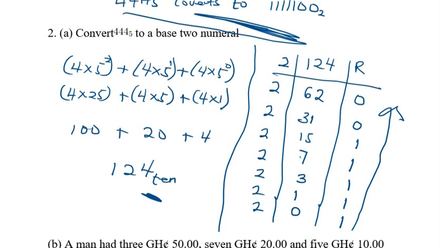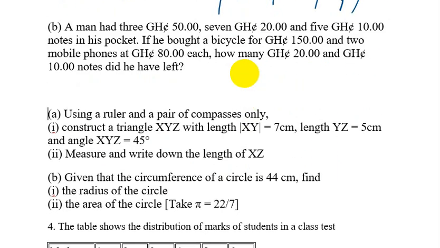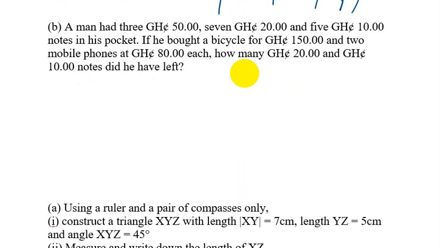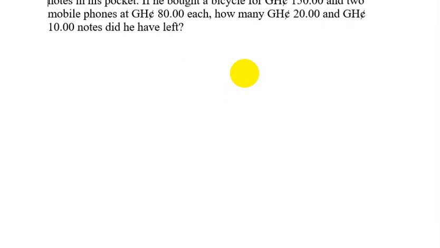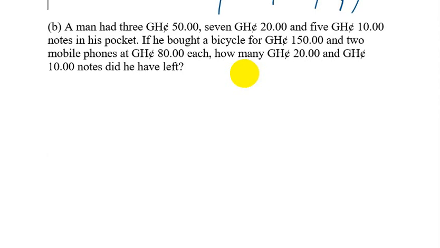Now let's go to 2B. A man had 350 Ghana cedi, 720 Ghana cedi, and 510 Ghana cedi notes in his pocket. He bought a bicycle for 150 Ghana cedi and 2 mobile phones at 80 Ghana cedi each. How many 20 Ghana cedi and 10 Ghana cedi notes did he have left? Now we have to know the amount the man is having first. So let's calculate the man's money before we come to what he bought.